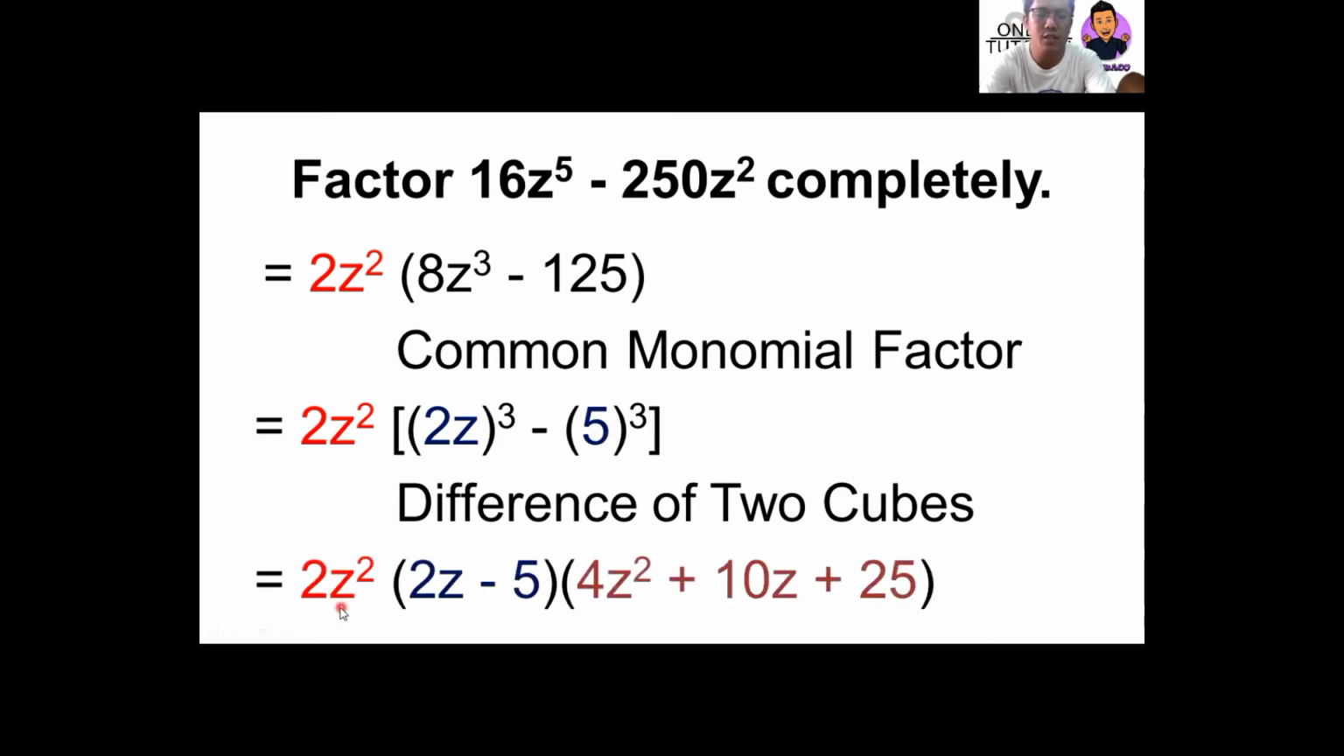So the answer is 2z squared times, just copy this 2z, then the same sign, minus 5. Then the square of 2z is 4z squared. The square of 5 is 25. 2z times 5, that is 10z. Then it should be always opposite. Okay?